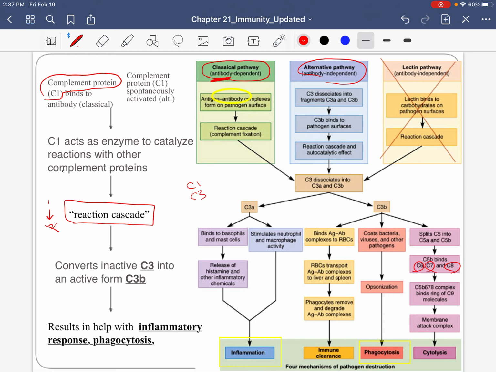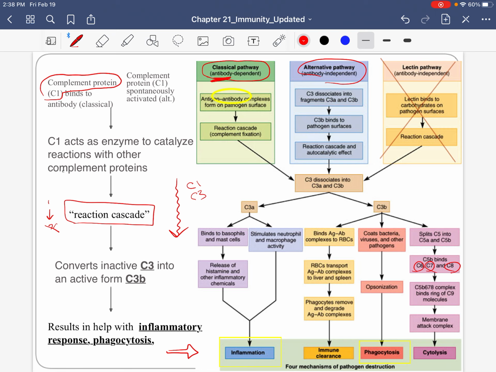Perfect. And lastly, what I want to point out is here at the bottom. When it's all said and done, after we go through this reaction cascade, when it's all said and done, these complement proteins will have helped the immune system do more of what it's already doing.